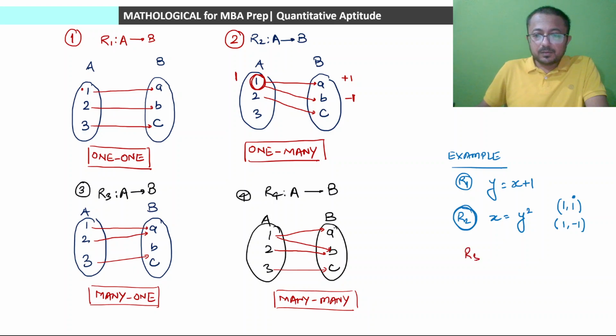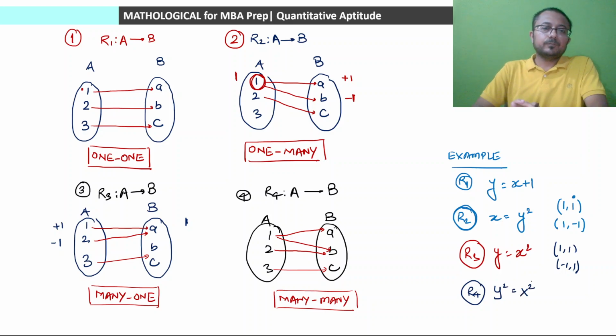Third example for R3, that is, many-one relationship, that will be y is equal to x square. If x is plus 1, then y can be 1. If x is minus 1, then also y can be 1. So 1 comma 1 and minus 1 comma 1 is relationship R3. And an example of R4 can be that y square is equal to x square. That is, 1 comma 1 is also satisfying this, 1 comma minus 1 is also satisfying this, minus 1 comma 1 is also satisfying, and minus 1 comma minus 1 is also satisfying this.